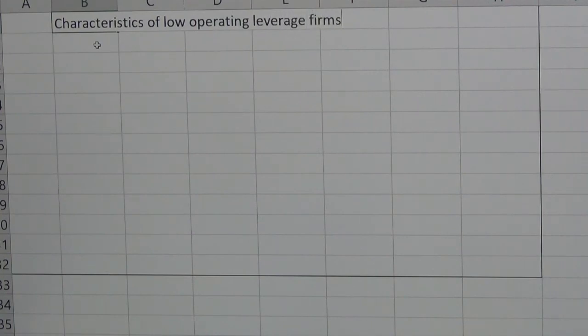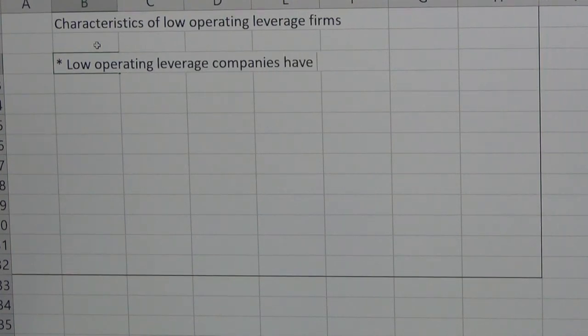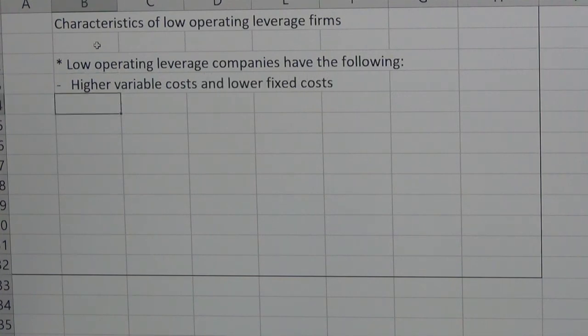So the characteristics of low operating leverage firms. Low operating leverage companies have the following. They have higher variable costs and lower fixed costs. They have lower contribution margin ratios.